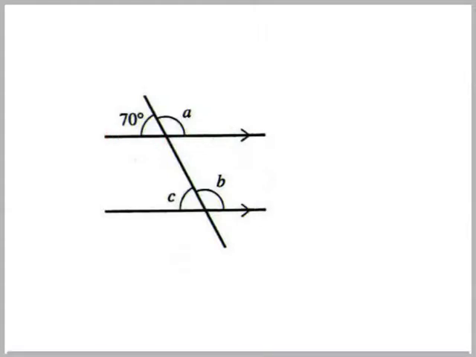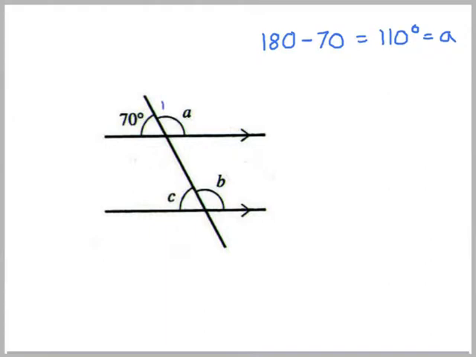We know that these two lines are parallel to each other because of these little arrows here. So we need to work out A, B and C. Well, we can get A very quickly here because I've got these two angles on a straight line. So to work out what A is, it's just going to be 180 take away 70, which gives me 110. So 110 degrees must be the value of A.